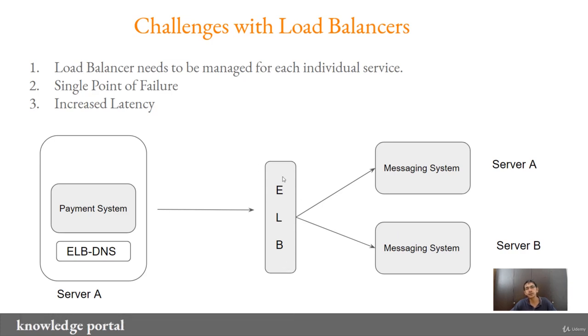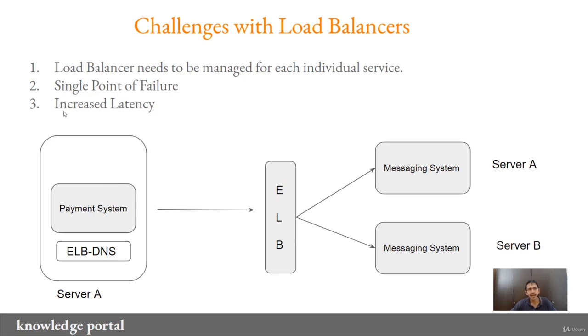Tomorrow you have a new system that is upcoming, so you need to have a load balancer for that system as well. So if you have 100 systems, then there can be a need for 100 load balancers. So that is one challenge that can be faced. The second challenge is you have a single point of failure. If there is some issue with the ELB here, then all the traffic that comes to this ELB will fail. So this is the second disadvantage here.